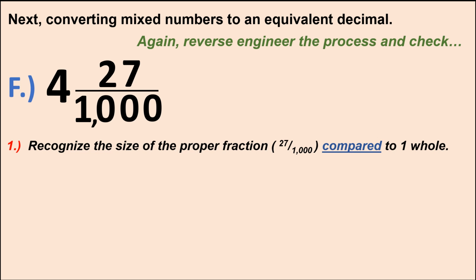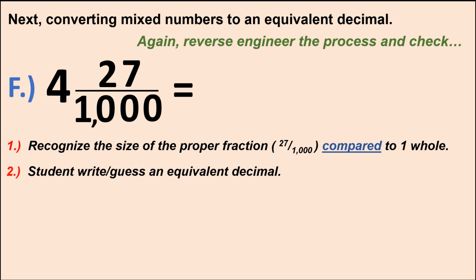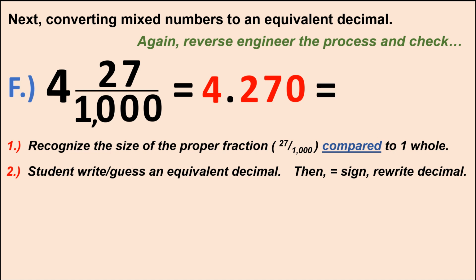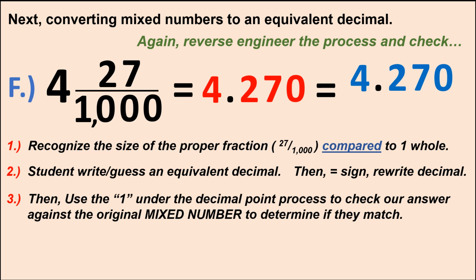How does the student know this? Well, there are only 27 shaded in the numerator out of a total of 1,000 equal parts in the denominator. Thus, the fraction is relatively close to 0. This basic fractional knowledge should help the student with their initial decimal guess. Place our equal sign, use an educated guess on our decimal number, 4.270. Add another equal sign and rewrite the original decimal. Then use the 1 under the decimal point process to compute an equivalent mixed number and compare our answer against the original mixed number to determine if they match.